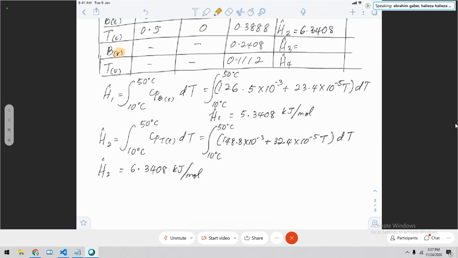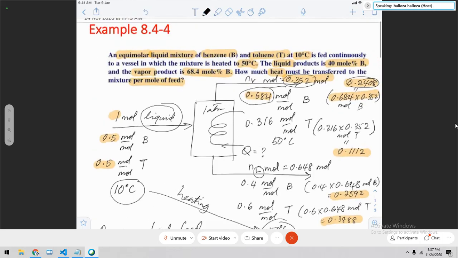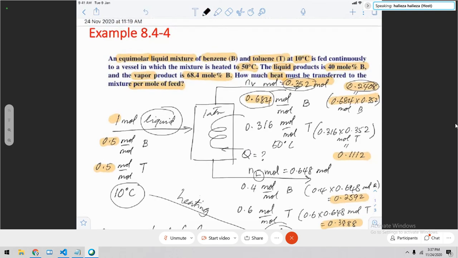Next, H3. H3, we are looking at vapor. That's vapor. T is also vapor for temperature H4. So we need to do what for H3? Okay, let's look at the diagram. You are going from 10 degrees C to 50, no problem, same thing. But you are actually going from liquid to vapor. Then the latent heat of vaporization is involved.